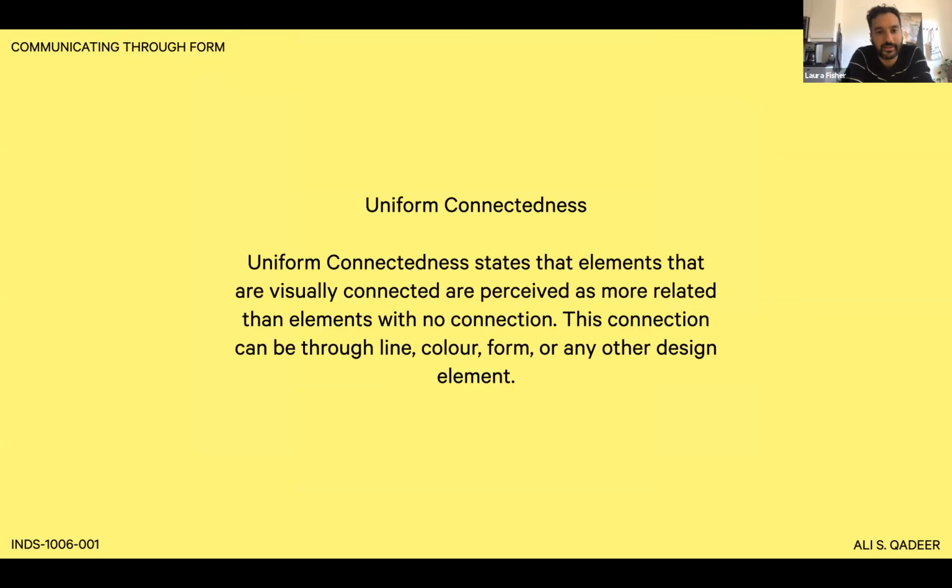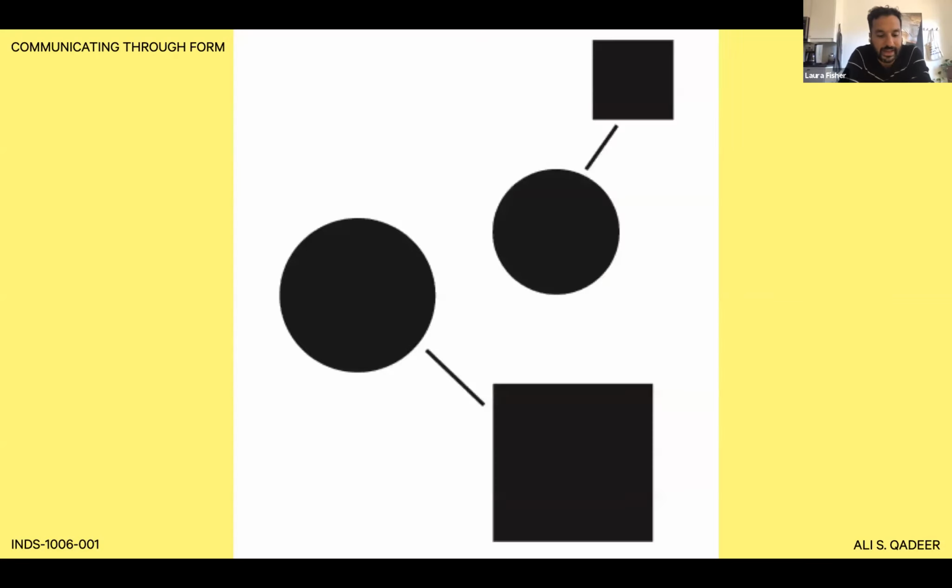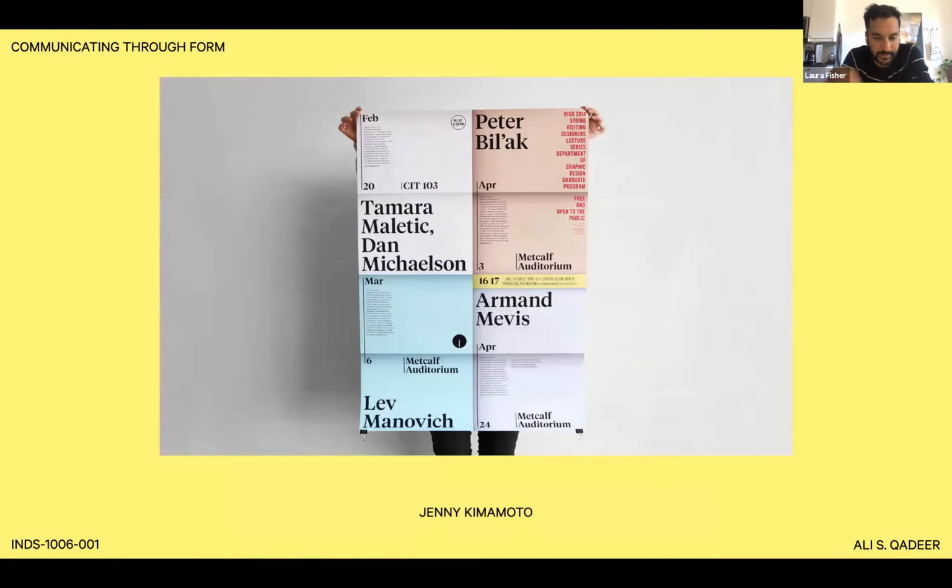Uniform connectedness. Uniform connectedness states that elements that are visually connected are perceived as more related than elements with no connection. This connection can be through line, color, form, or any other design element. In this image, lines connect 2 pairs of elements. This connection leads us to perceive that the connected elements are related to each other in some way. Back to Jenny Kimamoto's poster, you'll notice continuous lines that cross over folded boundaries between April and 24, between March and 6, and between April and 3.